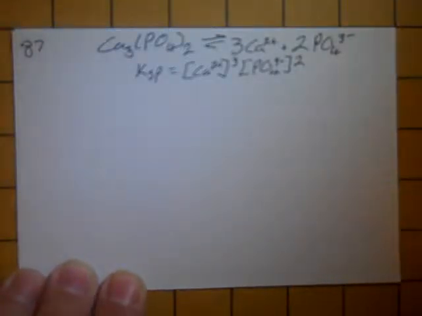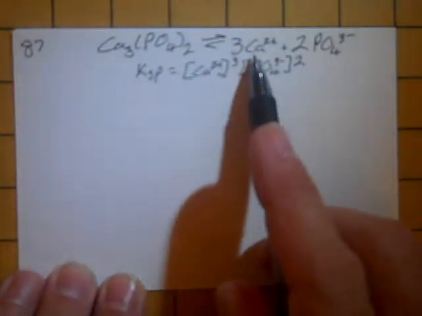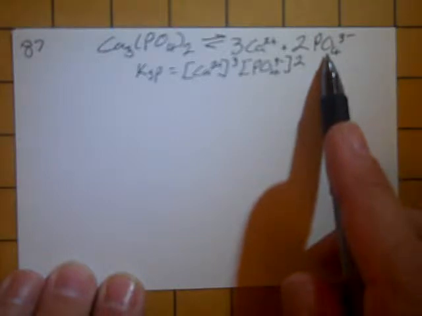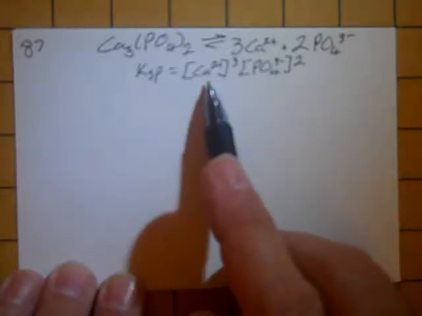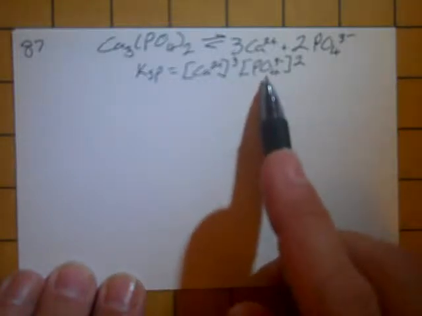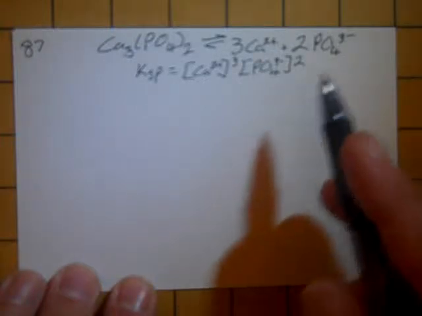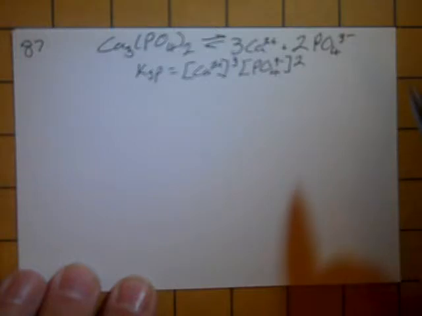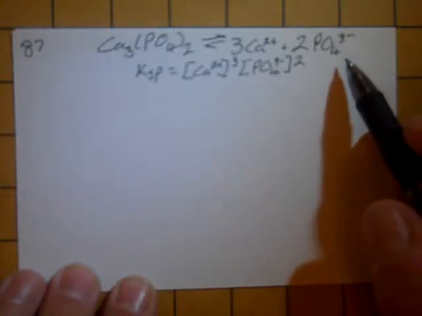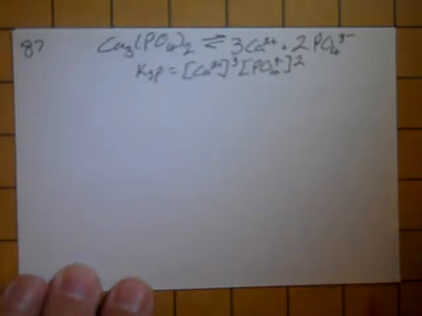Number 87 is a common ion problem. We have the system where calcium phosphate, which breaks up into 3 calciums and 2 phosphate ions, has the KSP, concentration of calcium ions cubed times the concentration of phosphate ions squared, and instead of just in pure water, they're asking how much of it will dissolve in 0.20 molar phosphate. So from another source, I think it's sodium phosphate, we have 0.2 molar phosphate ions already present.